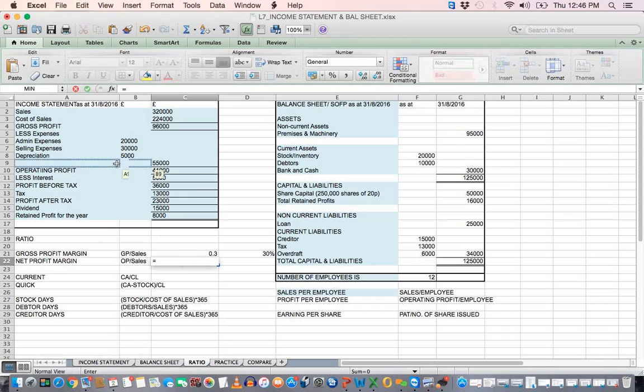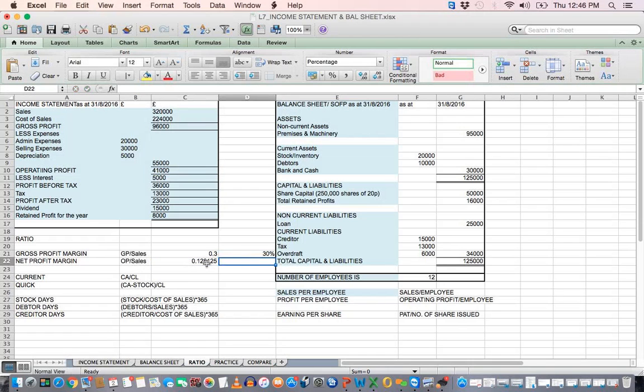So you multiply by 100. Net profit here is our operating profit, so take that amount, the operating profit, divided by your sales, and then you will have your net profit margin. That's 13%, because it's 0.128, so we can take 13%, because I formatted this column as a percentage.